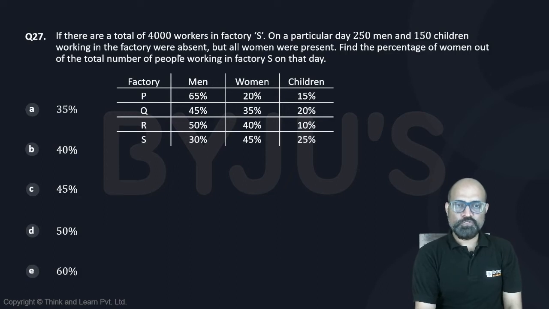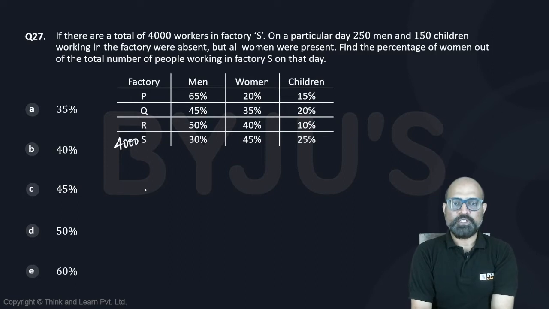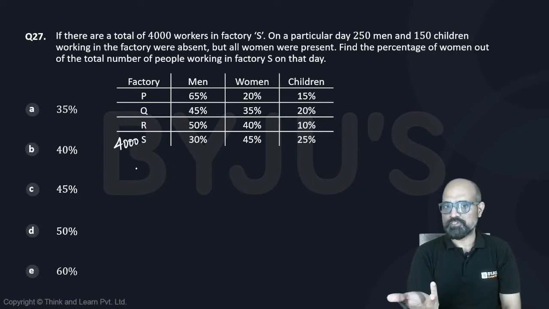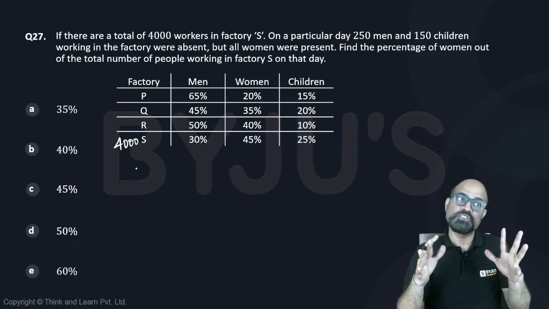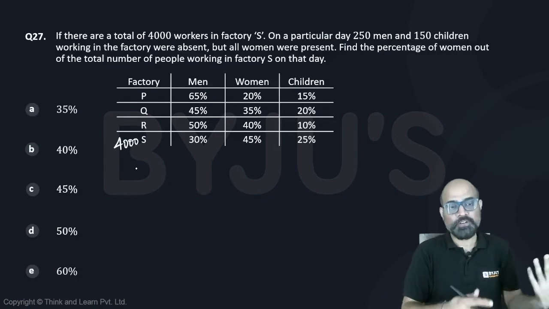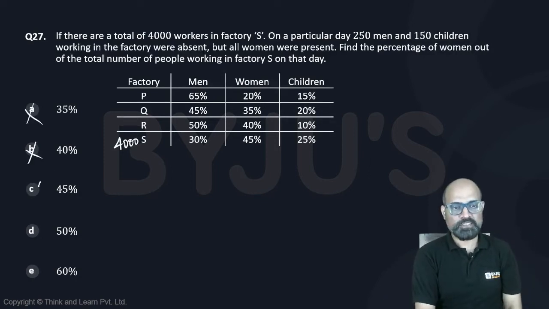If there are a total of 4000 workers in factory S, on a particular day, 250 men and 150 children working in the factory were absent, but all women were present. Find the percentage of women out of the total number of people working in factory S on that day. Well, it should be more than 45% for sure, because if we have fewer people now, because some men and children were absent, women will constitute now a major chunk as compared to the previous one. So it can't be A, B and C option.